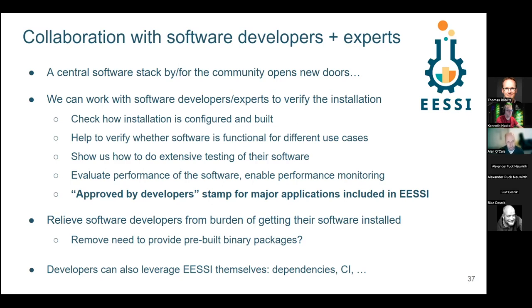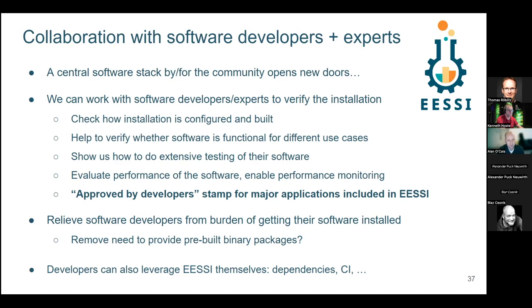And then we can evaluate the performance of the software and enable in general performance monitoring. So say on an important system, for example, the EuroHPC system, we could regularly monitor the performance of software applications on those systems. And in the future, we can think of something like a stamp that we can give to applications saying that the versions that we ship have somehow been approved by the developers. That would be a good thing to have for major applications that we ship inside EESSI, so that people are aware that these have been evaluated and approved by the developers.